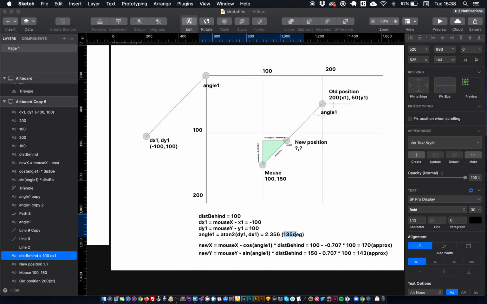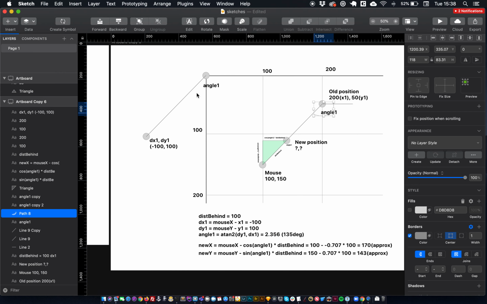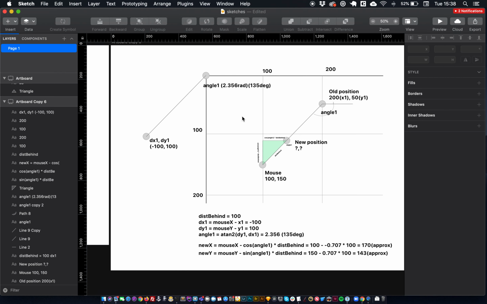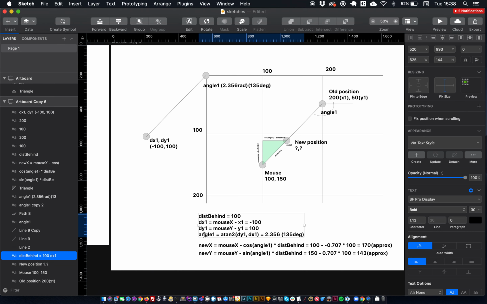And it's 135 degrees. It comes out in radians, so it's roughly 2.356. So we now know what angle 1 is: 2.356, or 135 degrees. Don't know where the degree button is. Anyway, degree rad. Okay, so that's our angle there. That's this angle here. That's what we want.